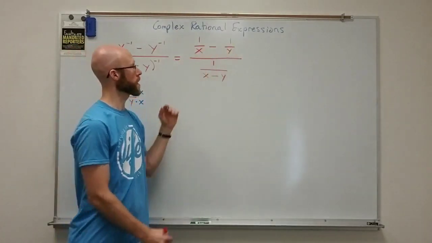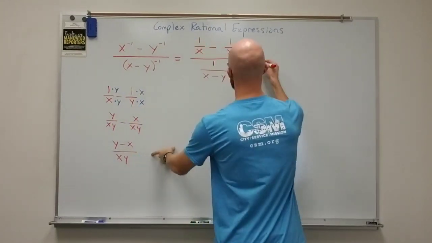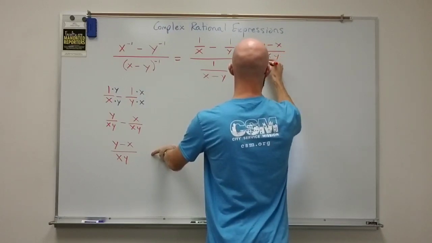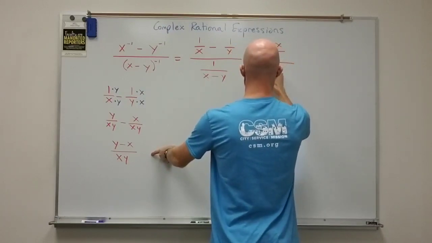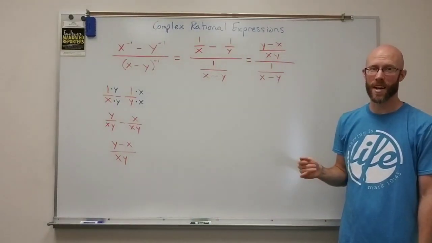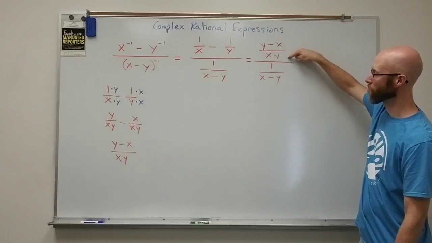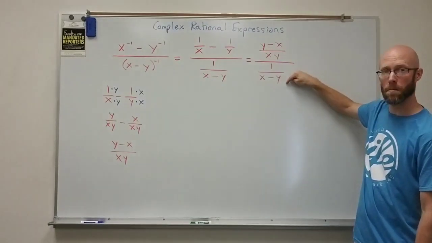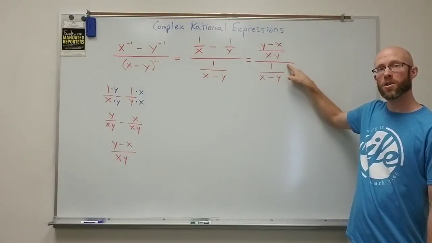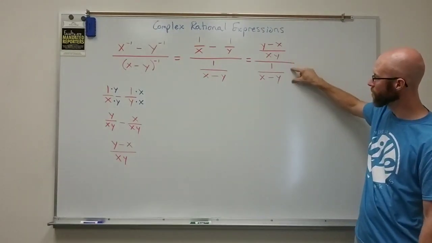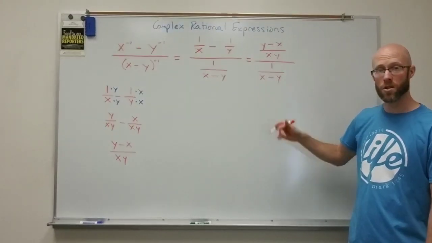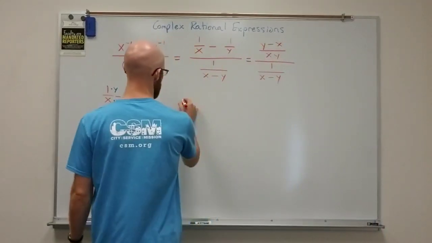I'm going to put that in place of the two terms on top. So that's going to be y minus x over xy all over 1 over x minus y. All right, so it is a complex fraction, right? I've got a single fraction on top. I've got a single fraction on the bottom. Remember, this big fraction is a division. So we're going to copy dot flip to finish this off. So I'll take this over here to the side.